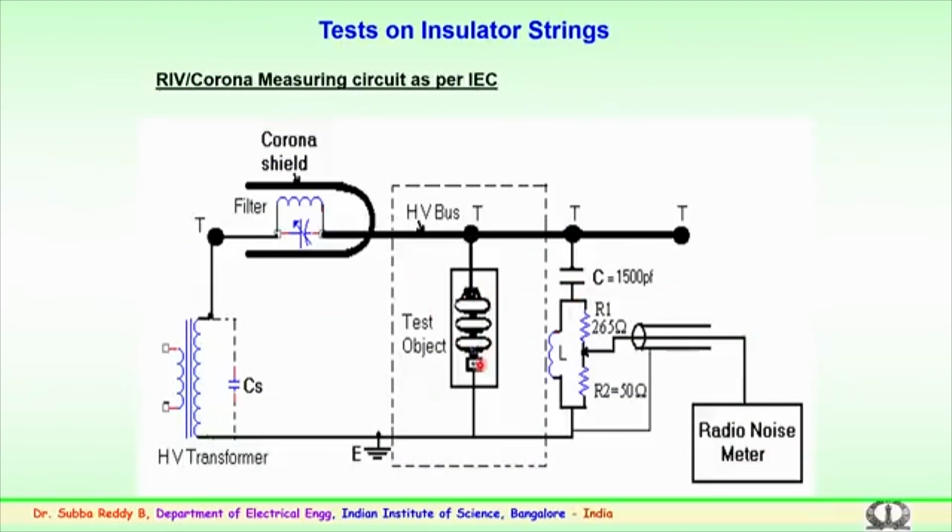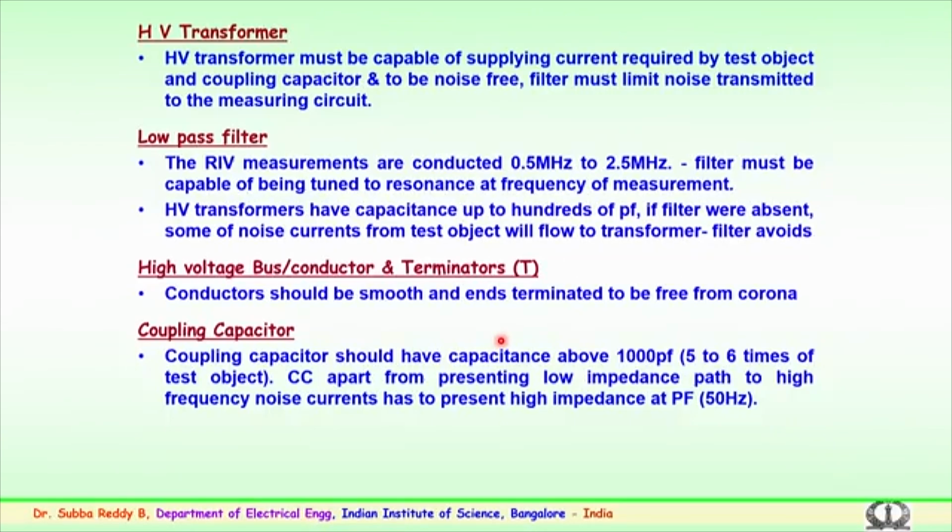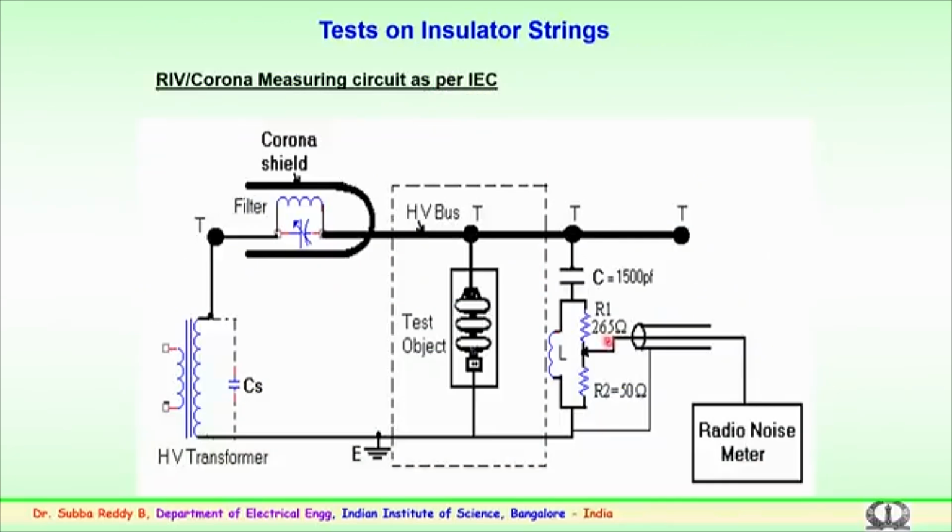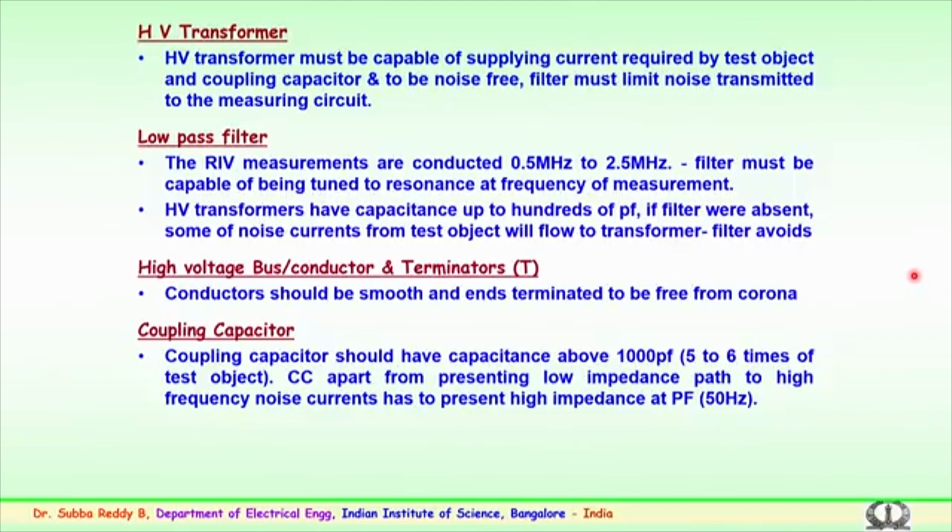The test object could be the hardware, or the insulator string could have a number of discs connected, and the configuration could be a suspension, tension, or V type of insulator string consisting of several discs as per the field conditions. So, this transformer must be able to supply the current required by the total test object. The transformer and the coupling capacitor shown here are both to be noise free, because if these give noise, the noise generated by the sample could be coupled and the measurement may not be accurate. That is the reason the high voltage transformer and the coupling capacitor are to be noise free.